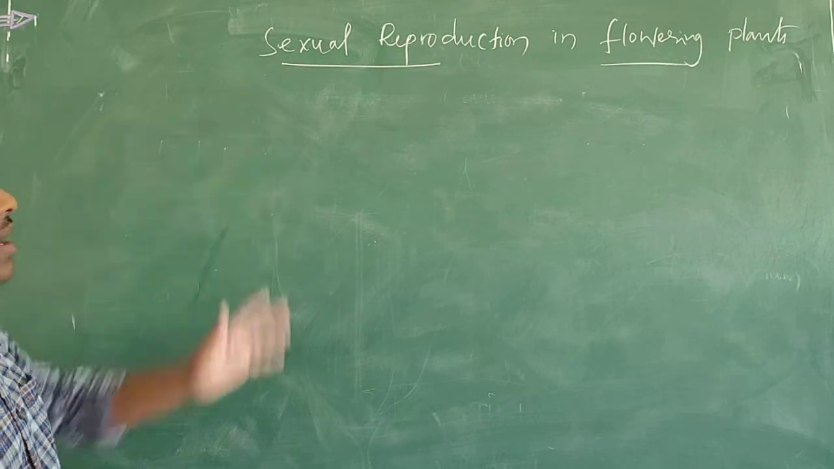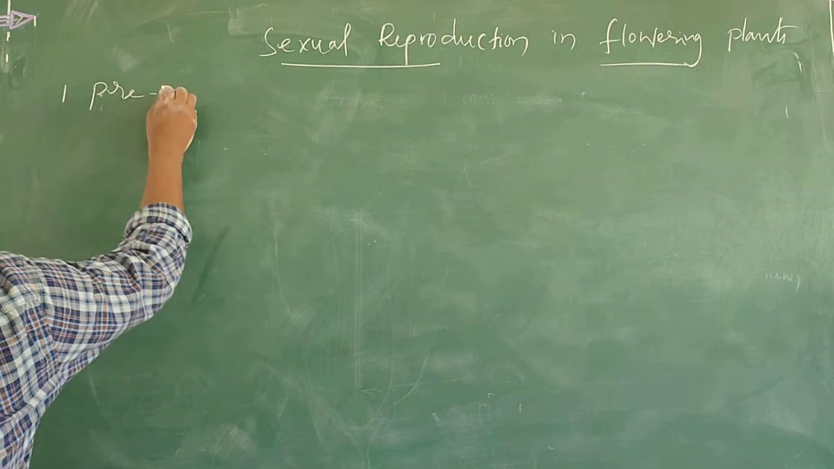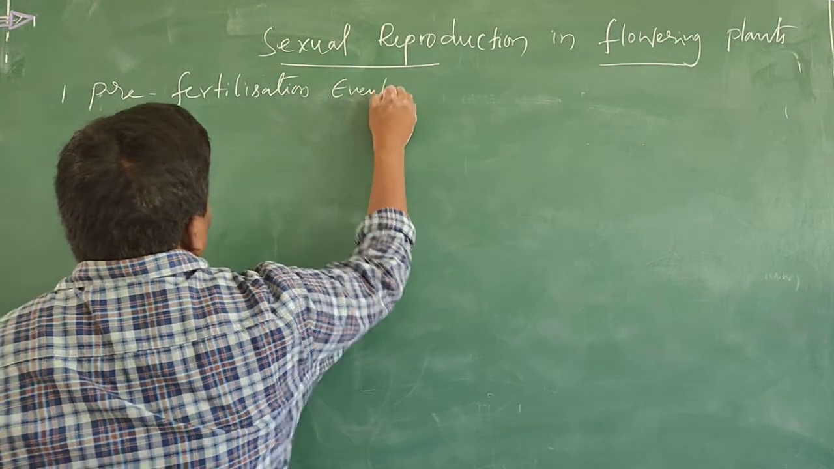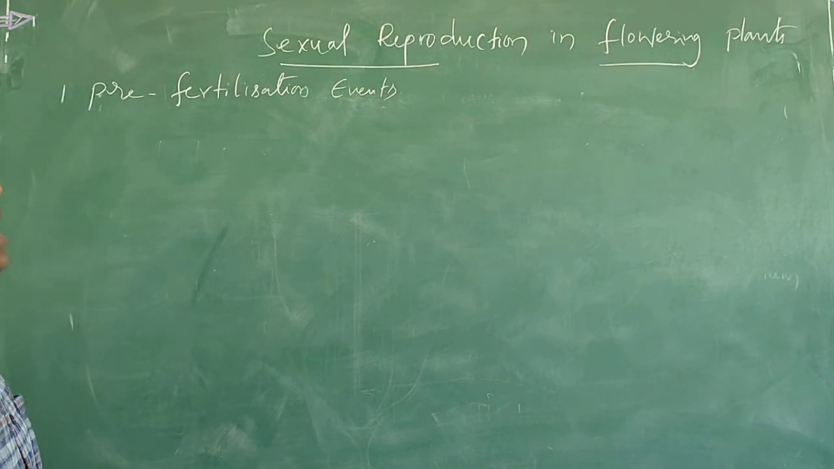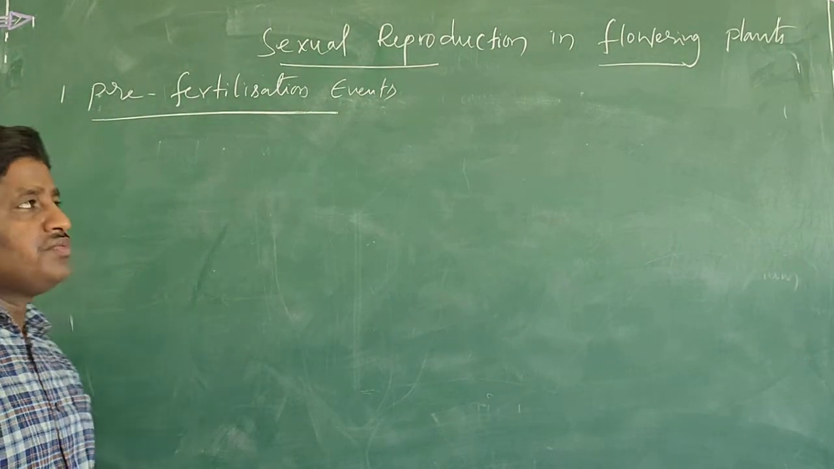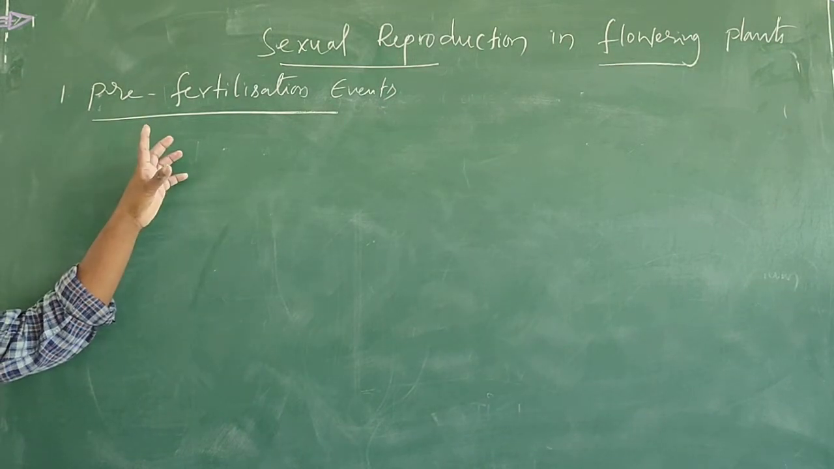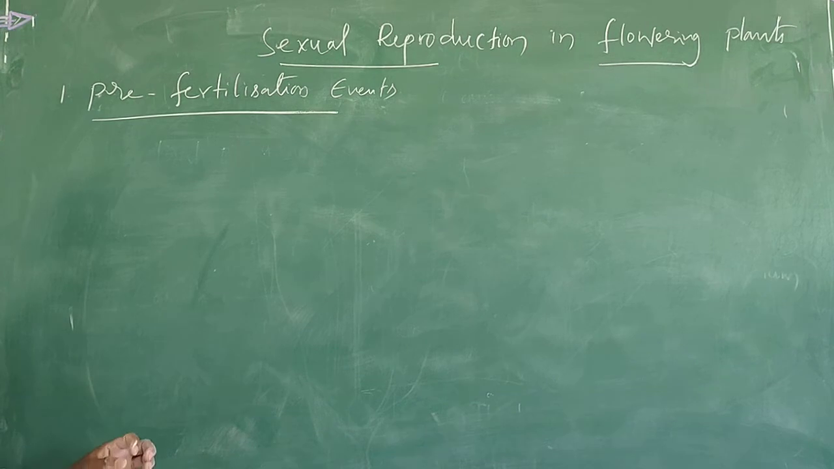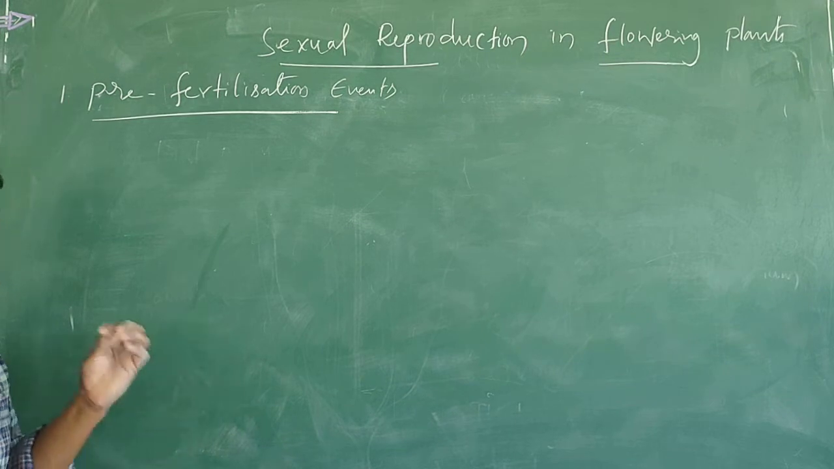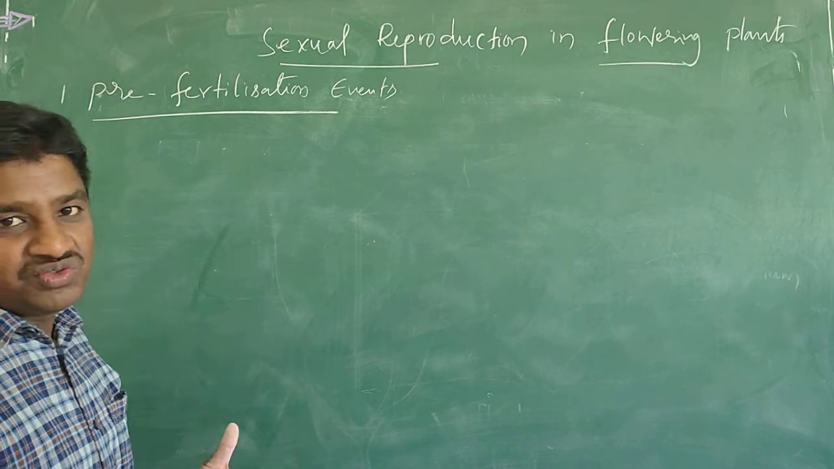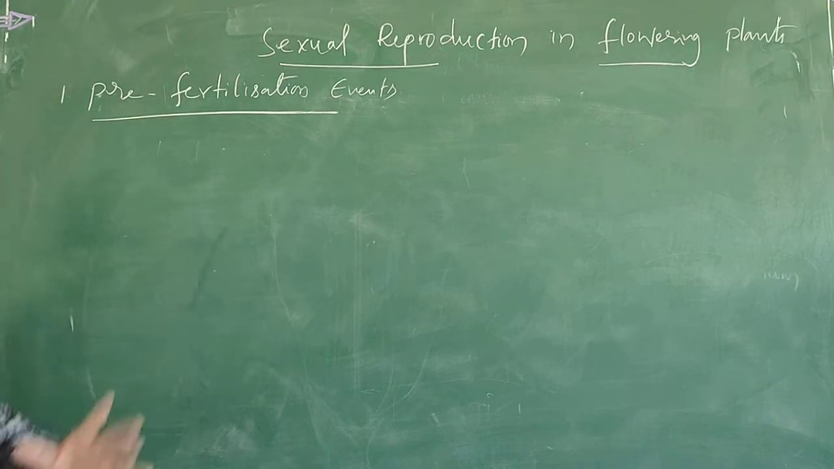In the pre-fertilization events, what kind of structures are found here? How are the male and female gametes released? Already we discussed that pre-fertilization events means the process prior to the fusion of gametes, that is, the release of both male and female gametes. That process we call pre-fertilization events.